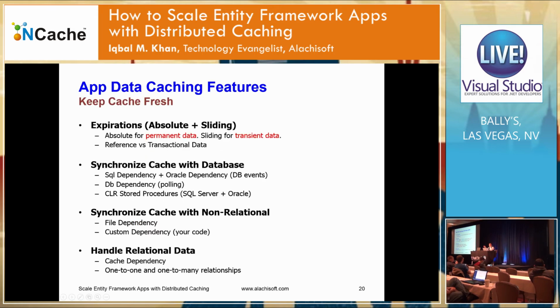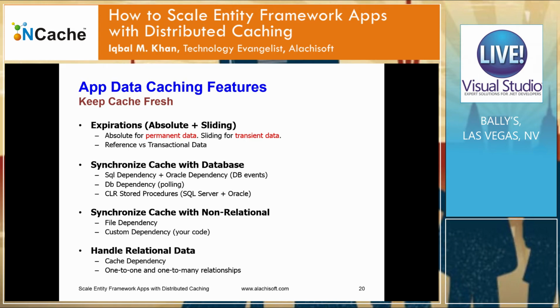So when you start caching data, the most important thing to keep in mind is how to keep the cache fresh, right? Because in application data caching, the data exists in both places. So how do you keep the cache fresh? A lot of people have this misconception that a cache cannot be kept fresh. The only way to use the cache is to use read-only data. A lot of people do not venture into transactional data. The reason is because they don't know what cache can or cannot do.